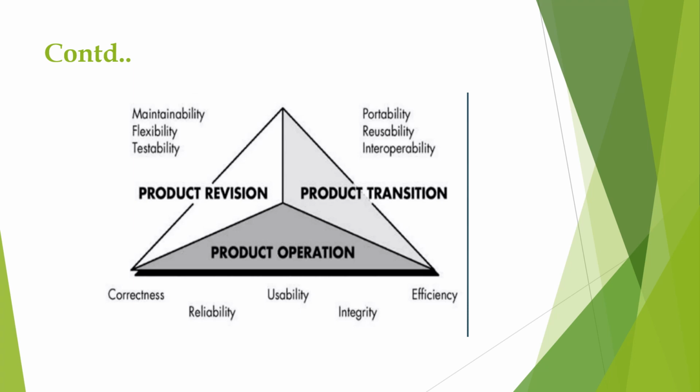Product revision has some criteria like maintainability, flexibility, and testability. So this has three different criteria: maintainability, flexibility, and testability. Another is product transition, which covers portability, reusability, and interoperability. And the last one is product operations. This has correctness, reliability, usability, integrity, and efficiency. We will look into each and every one in detail later.